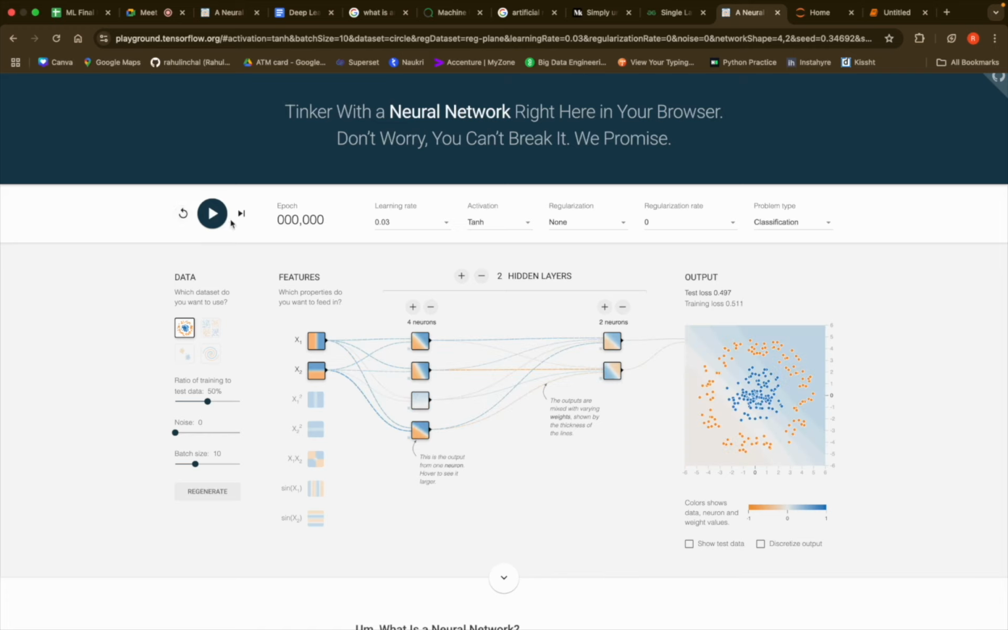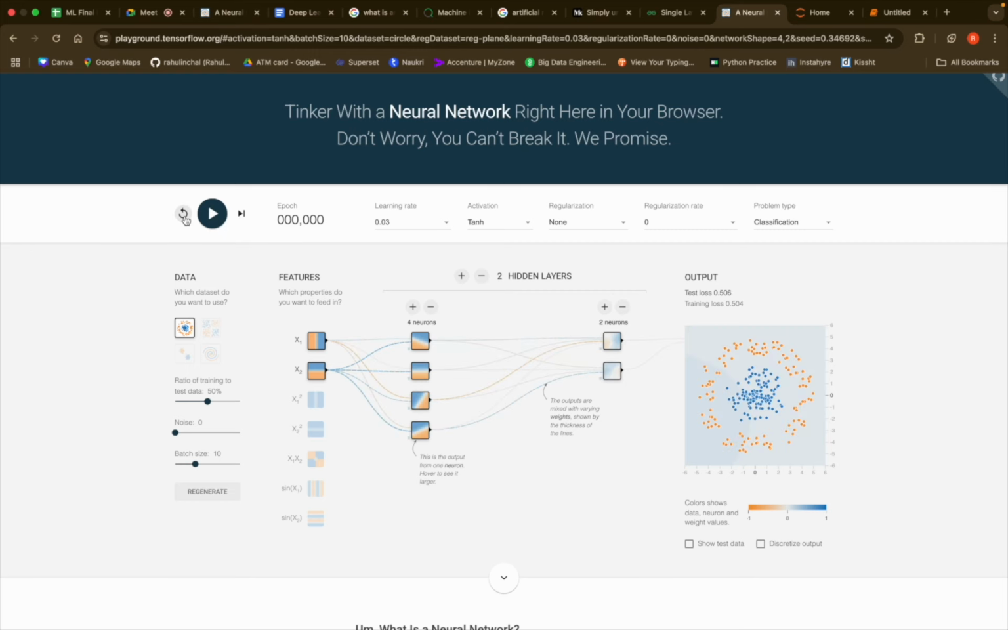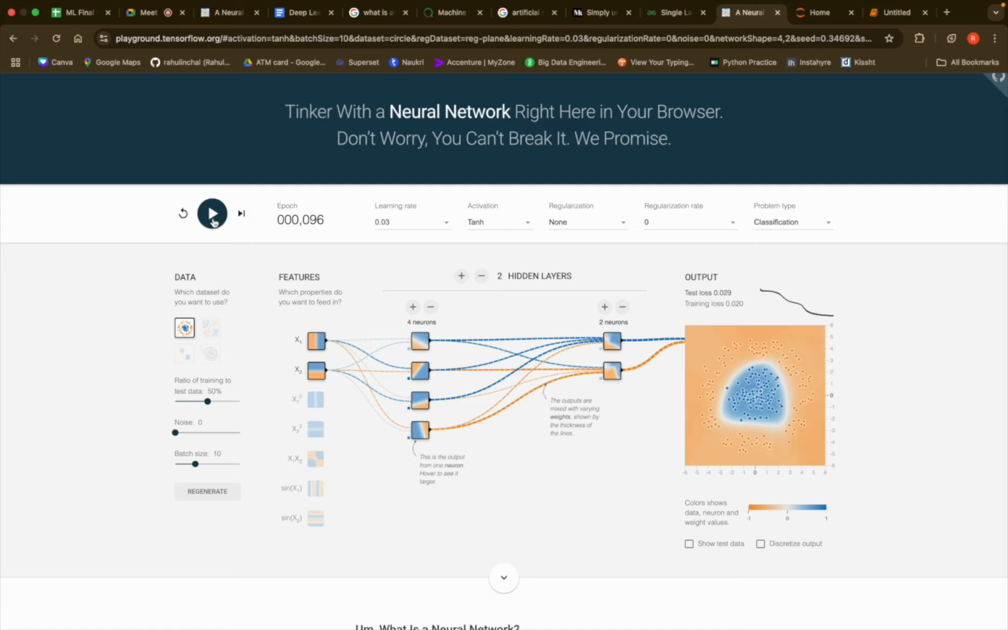Let me just rerun this. After 150, I think it should learn. Okay, what happened? Every time it gives me different values. I just want 150 epochs. It should give me a good result. See, it is almost classified.